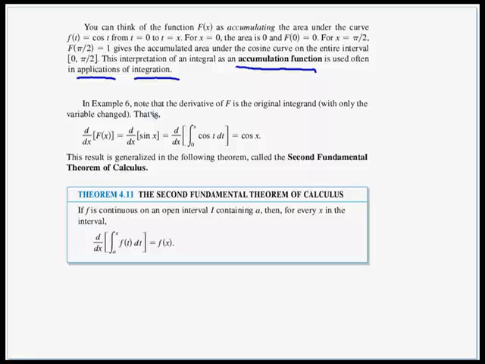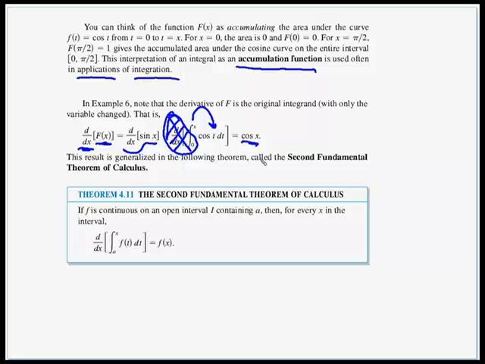In example 6, note that the derivative of f is the original integrand with only the variable changed. That is, d dx, the derivative of our function f of x, which was sine x, or the derivative with respect to x of our integral from 0 to x of cos of t dt, it's almost like the derivative and integral, they're inverse functions, so they canceled each other out. The x just dropped down into the function and took the place of t and became cos of x.